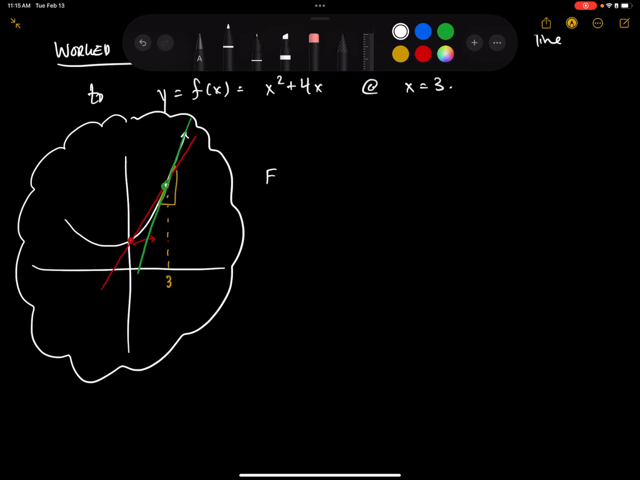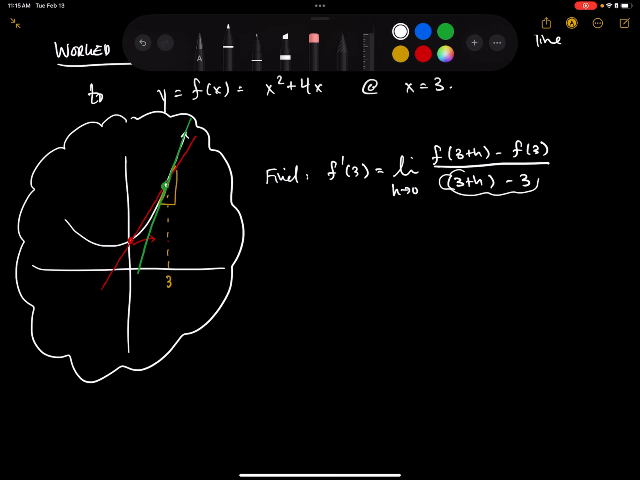So we are finding f prime of 3, and this is defined, that's the slope of the tangent line or the derivative at a point. And this is the limit as h goes to 0 of f of 3 plus h minus f of 3 over 3 plus h minus 3, right? The difference of the outputs over the difference of the inputs. We usually don't write this piece down here because this always just simplifies to h, but I wanted to write it here to be totally explicit.